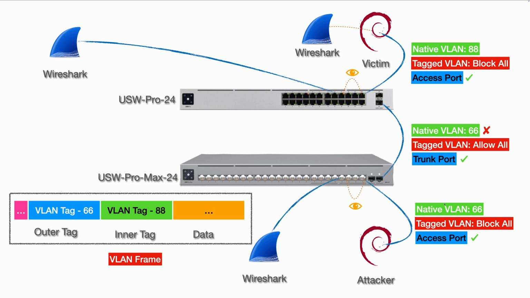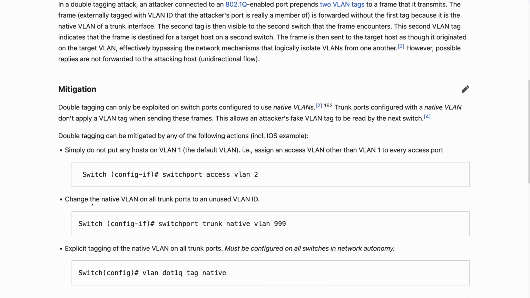So to mitigate it, apparently for this access port, we shouldn't use 66 because 66 is used in the trunk port for native VLAN. And to translate to the wording of the Wikipedia article, what you need to do is change the native VLAN on the trunk port so that it uses an unused VLAN ID. Okay, I hope it explains the mitigation step for this double tagging security risk.